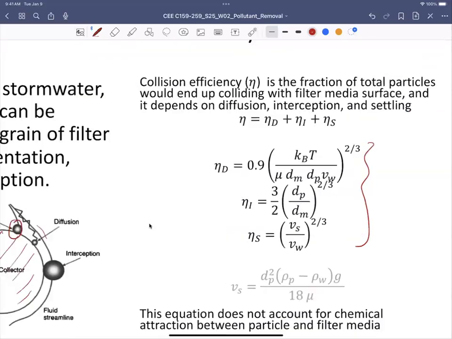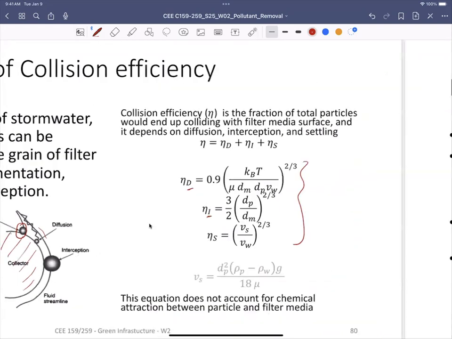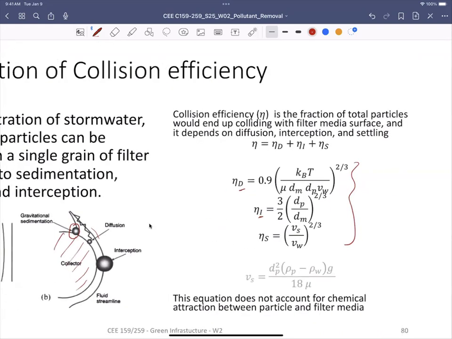So here is the interception. This is basically settling. That's gravity settling that we just calculated a few minutes ago, and this is basically based on diffusion, and diffusion is related to temperature. That's why you can see the Boltzmann constant k and temperature factor here. Everything else you kind of know. Interception is a relative function of the size of the particles and the size of the filter media. If you are a large particle, you are more likely to be intercepted.